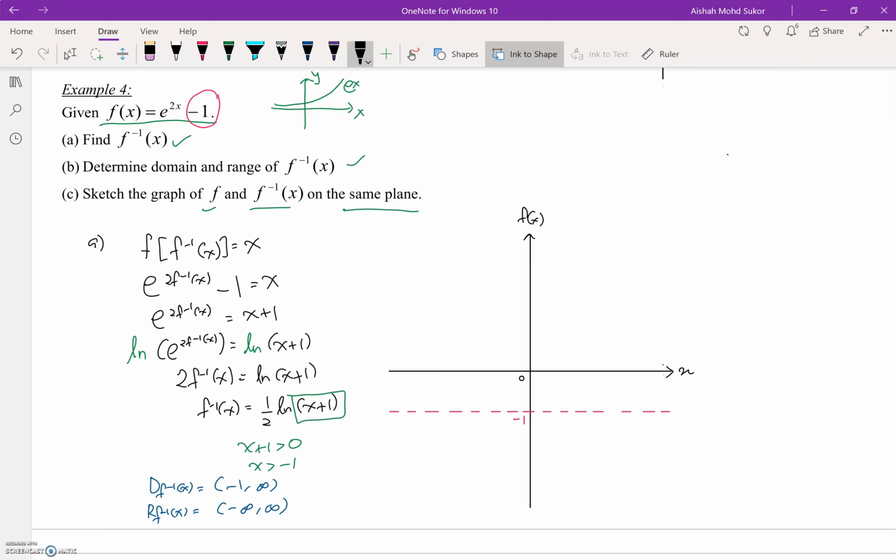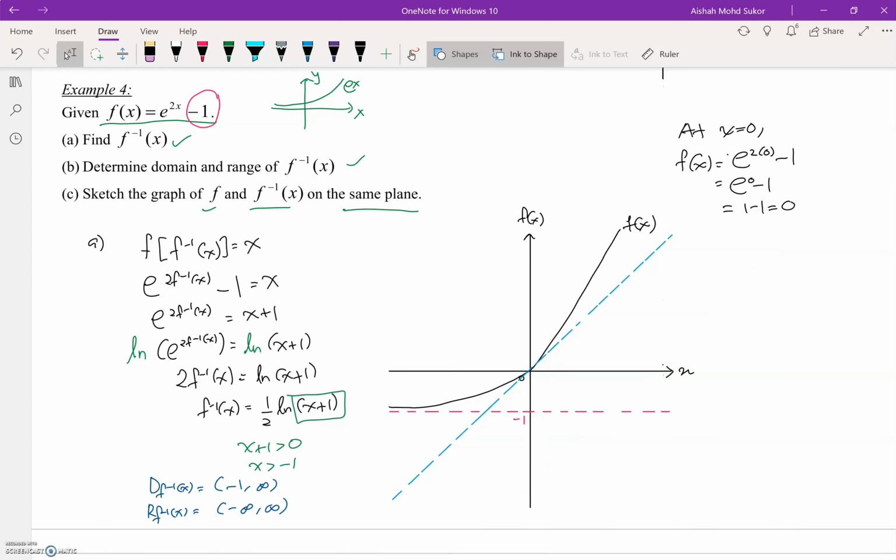e^x. We need to find the intersection at the y-axis. So at x equal to 0, f(x) will be equal to e^(2 times 0) minus 1. e^0 minus 1, which is 1 minus 1, is equal to 0. So our graph will intersect at (0, 0). So basically this is our graph. This is f(x).